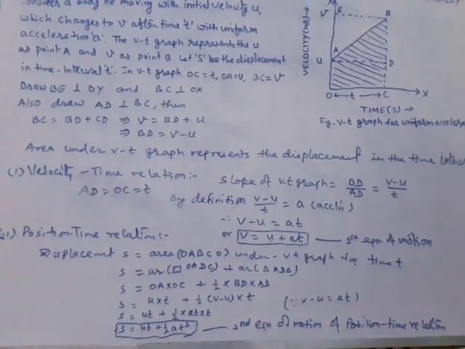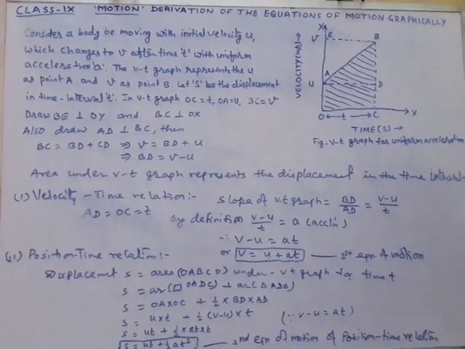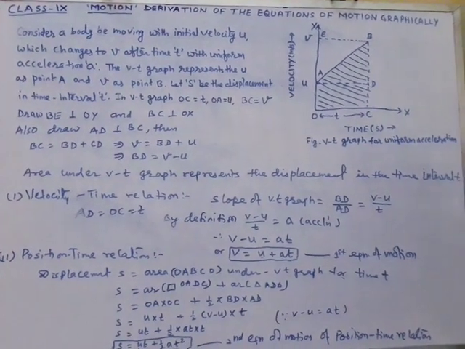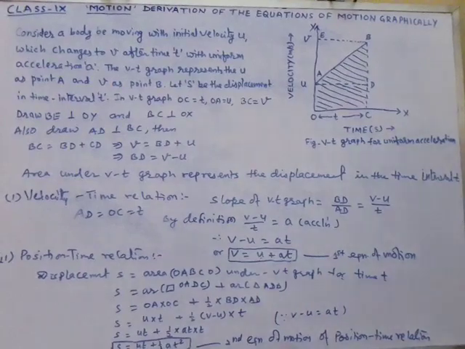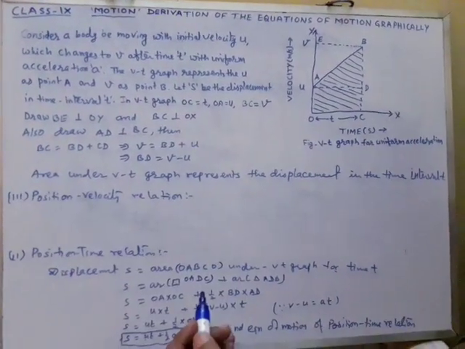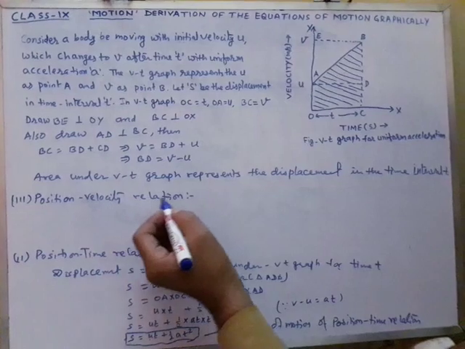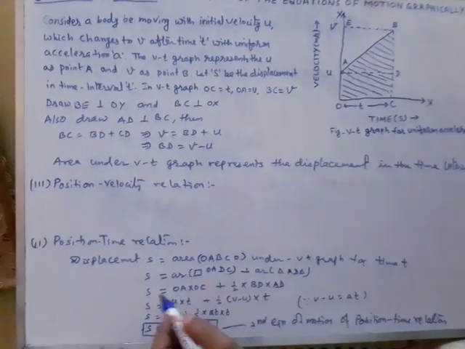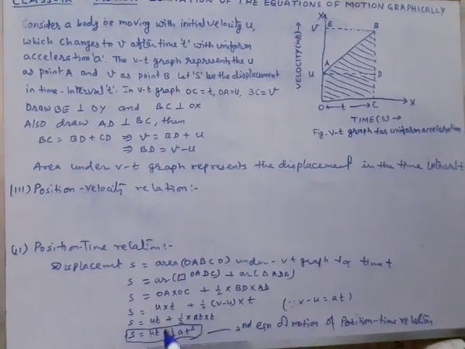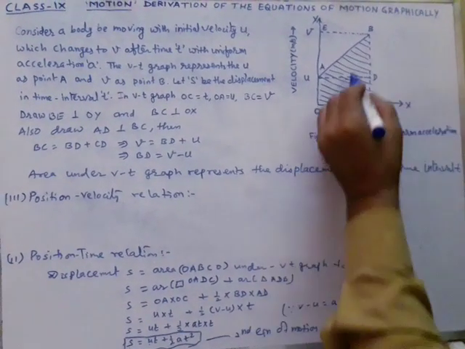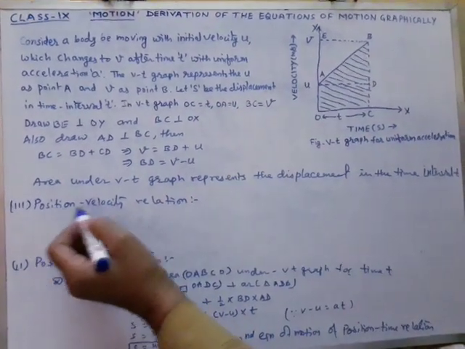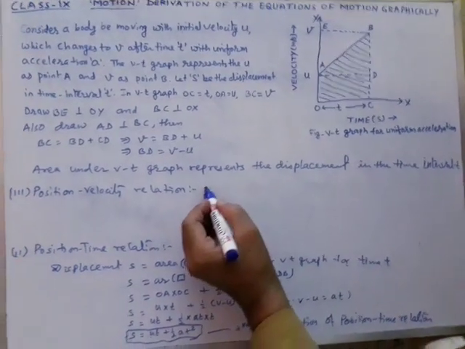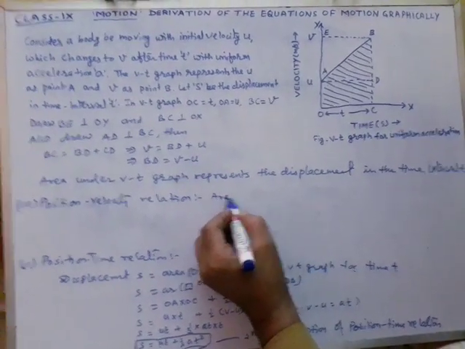Okay. Now next we are taking the third equation of motion, that is called the position velocity relation. So the area under the VT graph gave us the position time relation S is equal to UT plus half AT square. Now we can take another case for the position velocity relation with the help of the area under the VT graph.